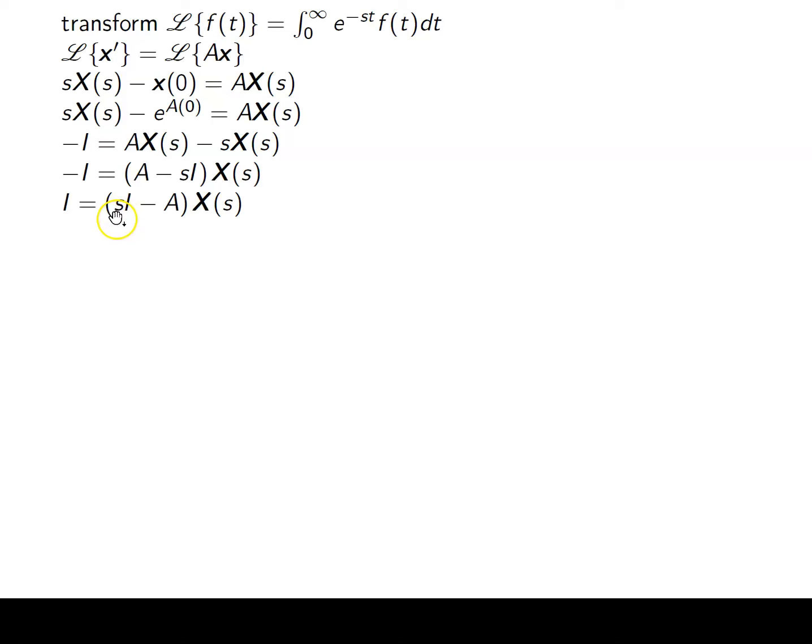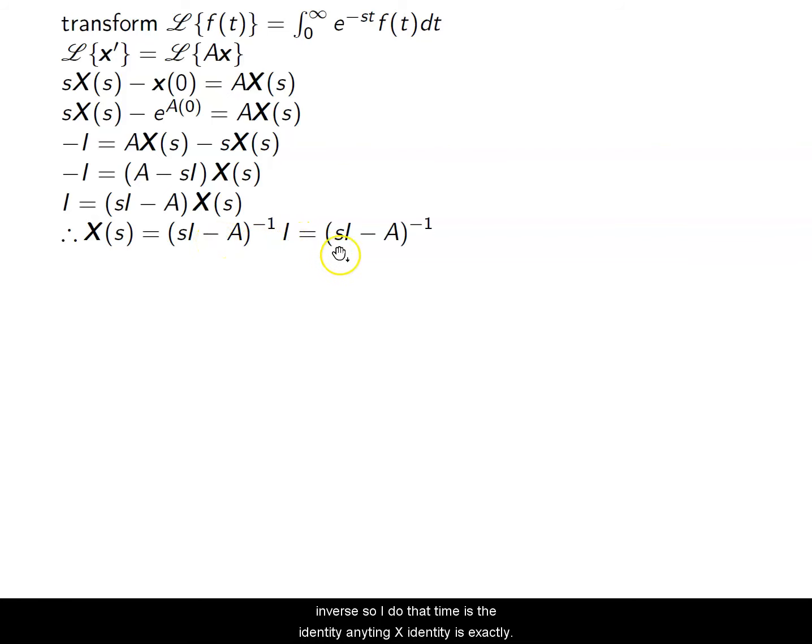Some constant multiple of the identity minus A times something else, some vector. So if I want to solve for X(s), I need to multiply on the left-hand side by (sI minus A) inverse. So I do that times the identity. Anything times the identity is exactly what you started with, right? 5 times 1 is just 5.